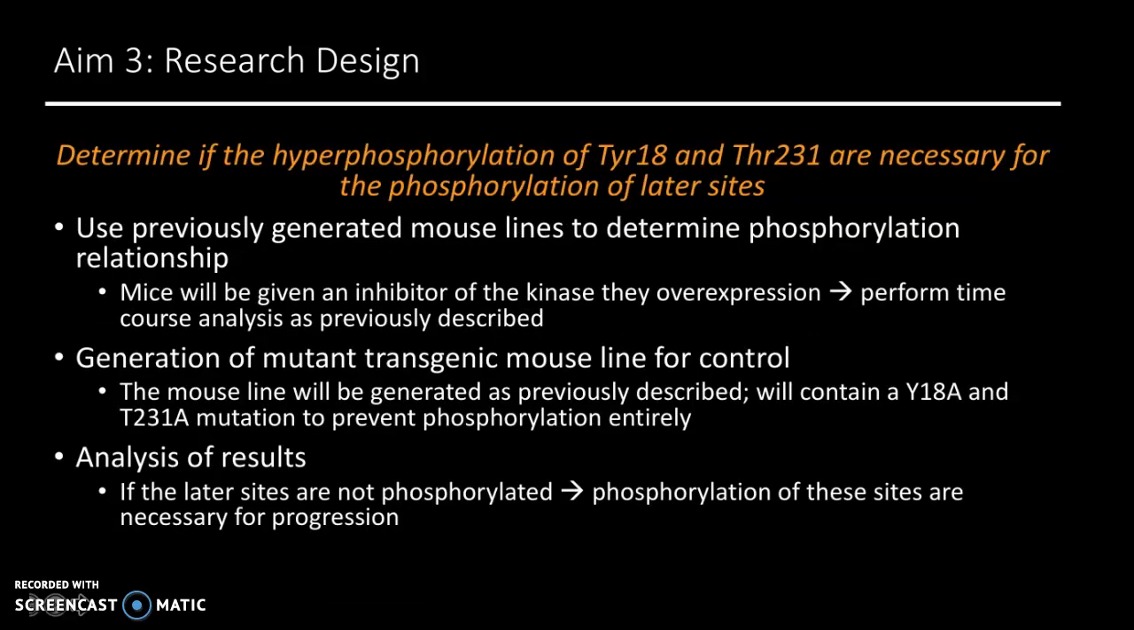And then my analysis of the results. The result that I would be really interested in seeing would be if the later sites were not phosphorylated. This would indicate that phosphorylation of these initial 2 sites were necessary for the phosphorylation of the later sites, which then induces the progression of Alzheimer's disease. That would be a really interesting result. Is that the result? I don't know, but it would be pretty cool.